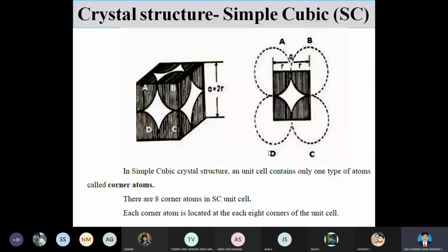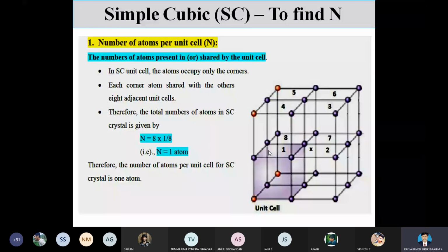So we have taken a crystal structure consisting of only one type of atom, that is a corner atom. Here we have 8 corners in the unit cell, and each corner is occupied by one atom. Now, to evaluate this crystal structure, we are going to consider 4 parameters.